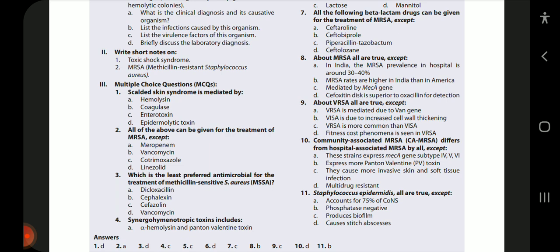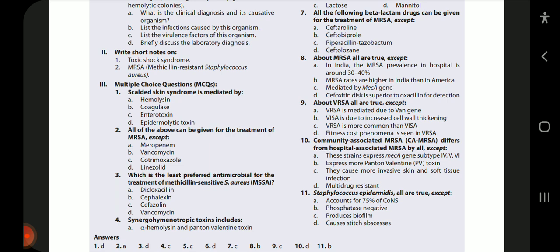Now the tenth, community-acquired MRSA differs from HA-MRSA in all except, the strains express SCCmec subtype IV or V, right? Express more Panton-Valentine toxin, right? They cause more invasive skin and soft tissue infection, correct? Multidrug resistance, it's wrong.